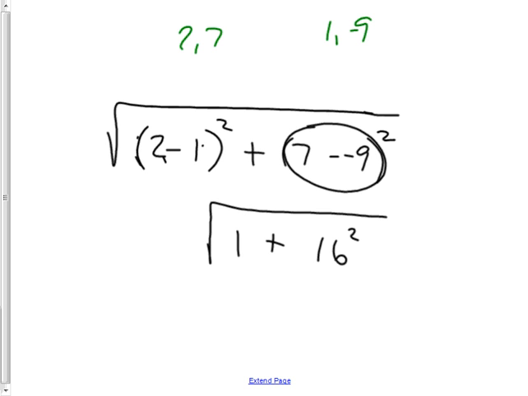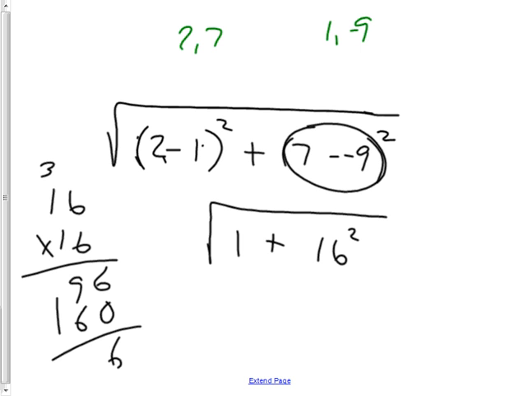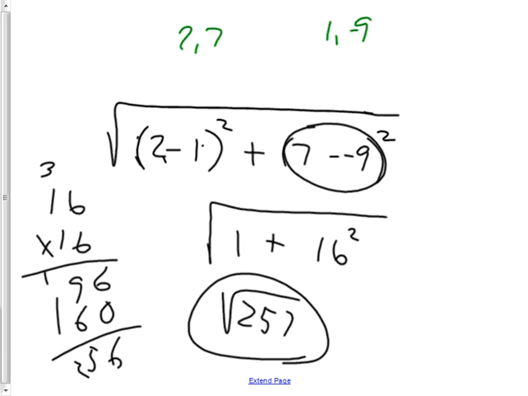I don't know what 16 squared is. I could go off the side of my paper and figure it out. 16 times 16. 6 times 6 is 36. 6 times 1 is 6, plus 3 is 9. Hold the place with a 0. 1 times 6 is 6. 1 and 6 and 1 is 256. How many of you can multiply 2-digit numbers like that? Okay, good. 256 plus 1 is 257. Square root of 257. Any questions on distance formula?